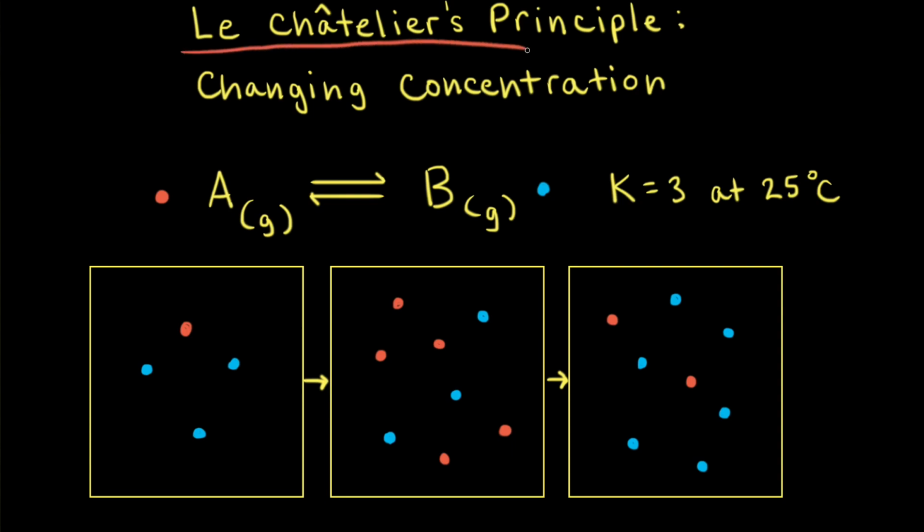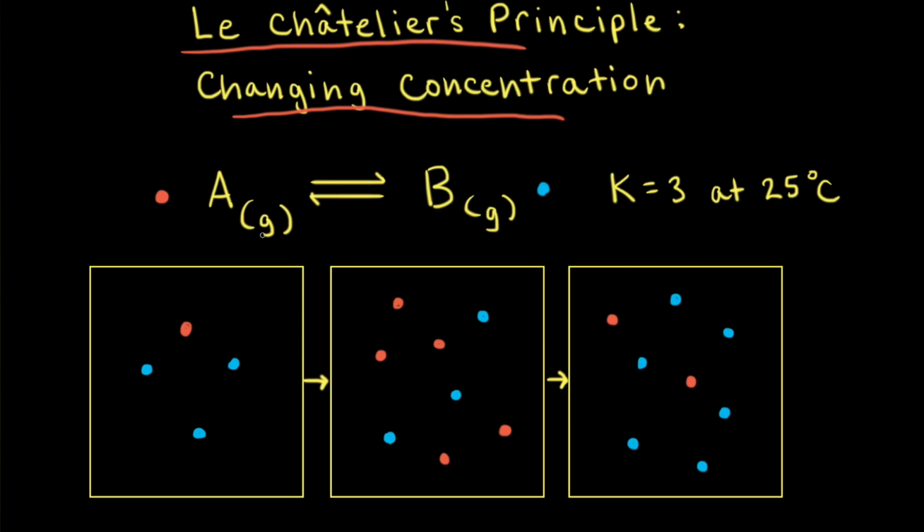Le Chatelier's principle says if a stress is applied to a reaction mixture at equilibrium, the net reaction goes in the direction that relieves the stress. Changing the concentration of a reactant or product is one way to place a stress on a reaction at equilibrium.